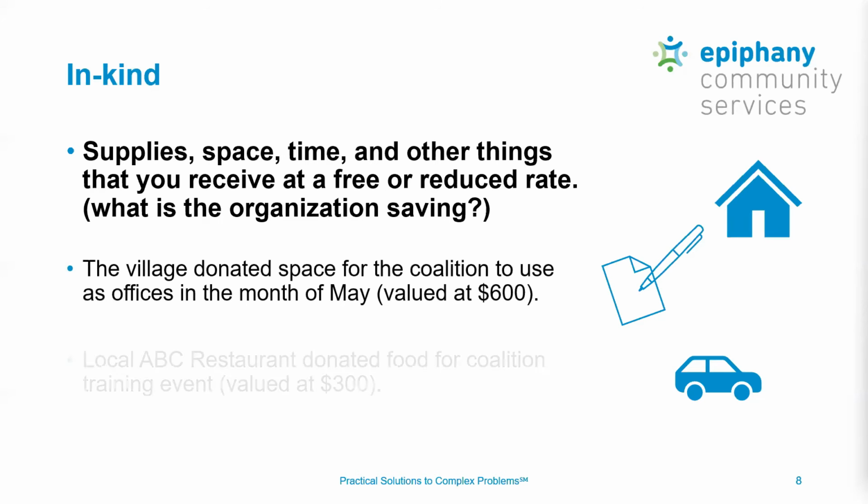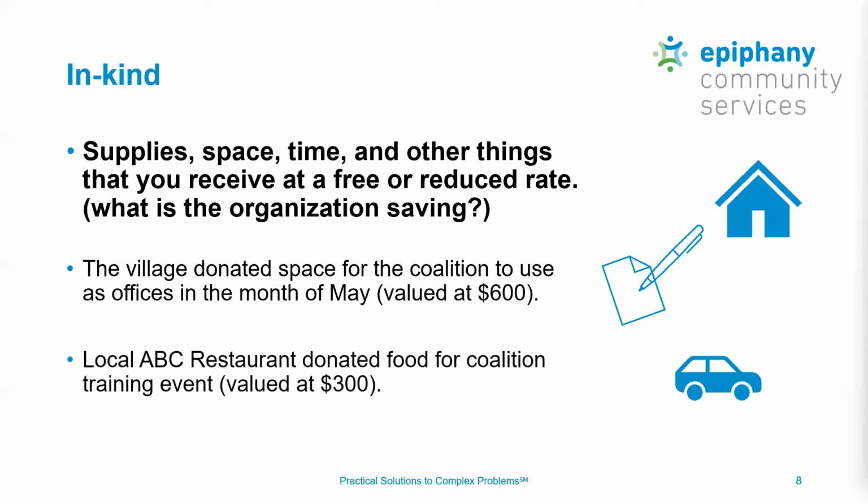I did have a couple other examples here. Again, one is very space related. The village donated space for the coalition to use as their offices for the month of May. The other one is a local restaurant donated food for our coalition training event valued at $300. So again, these are both kind of discounted or free items that the coalition received. We don't quite see this $600 in cash, but it's money that we're not having to spend, right? It's not money that we're seeing go out or really come in at all. It's money that we're saving.